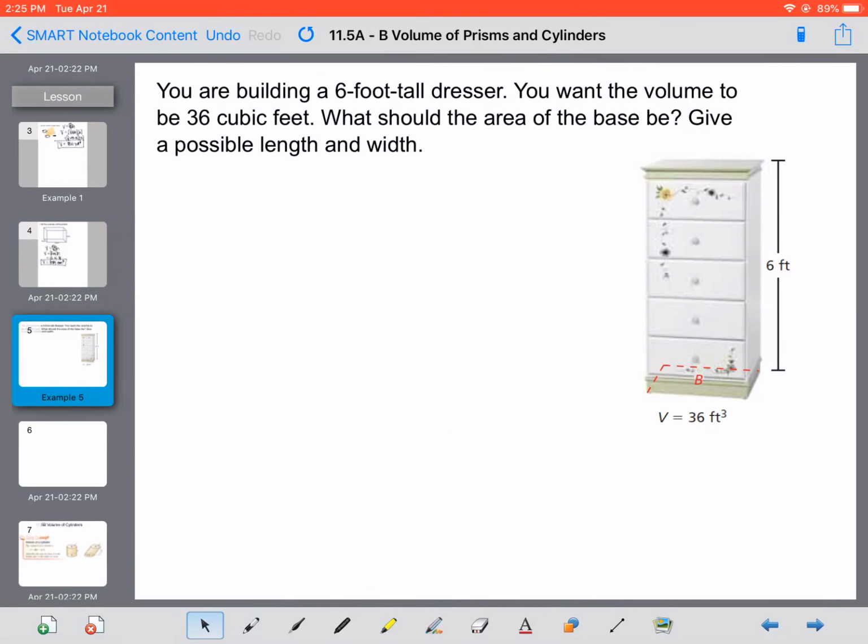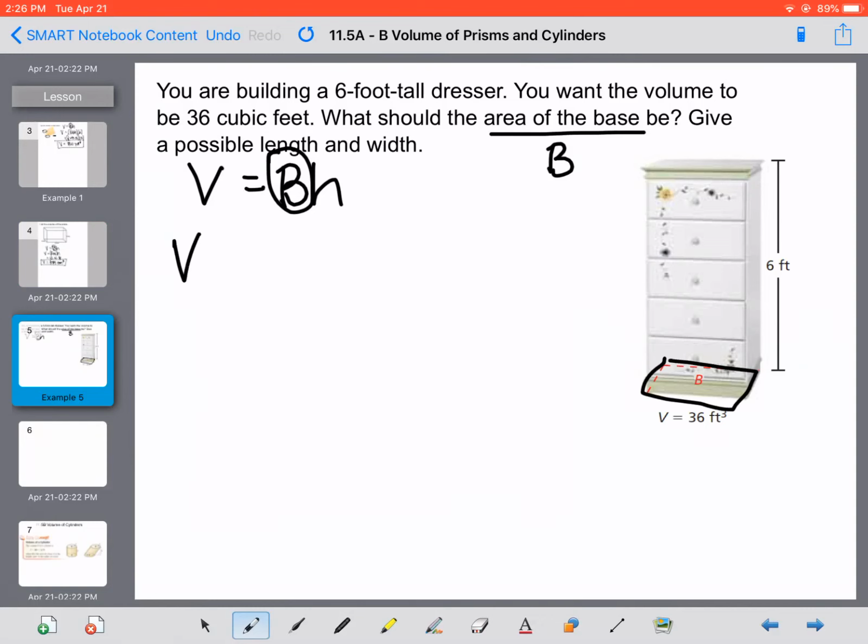Now, what if we give you the actual volume and ask you for something else? You are building a 6-foot tall dresser. The height of the dresser is 6 feet, and you want the volume to be 36 cubic feet, and it's asking us for the area of the base. The area of the base is that big B. That's what that big B is representing. Then it's asking us to give possible lengths and widths once we have that area. Let's just start with our formula again. We have BH, but this B right here, we have a rectangle on the base, so we have really length times width times the height.